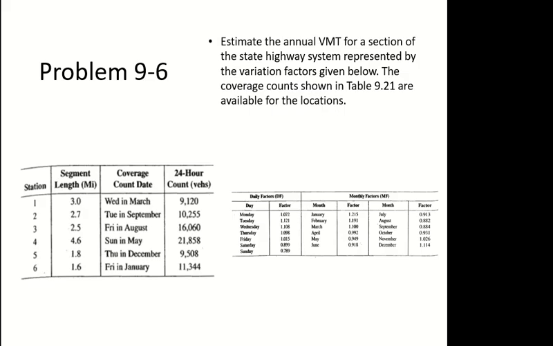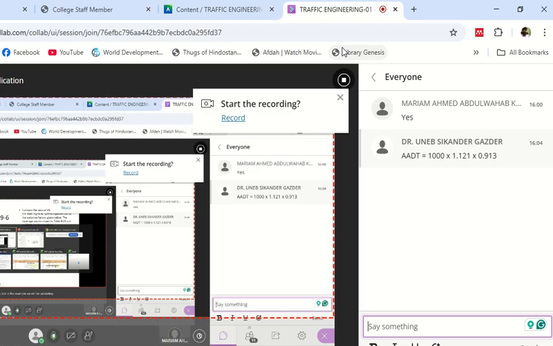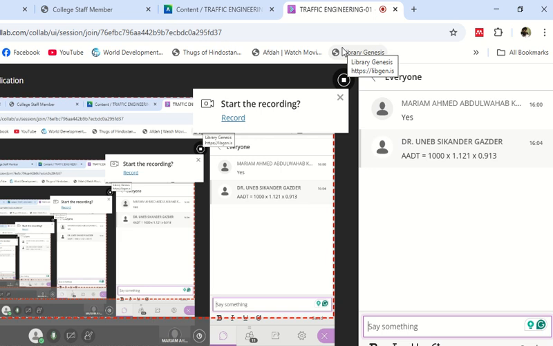This is another example, but in this example you will be calculating the VMT. You can see here VMT. Who can give me the full form of VMT? What do we mean by VMT? Anyone? This was discussed in the previous lecture.